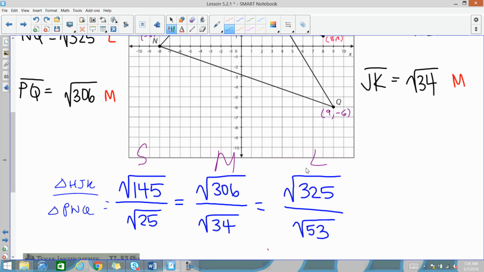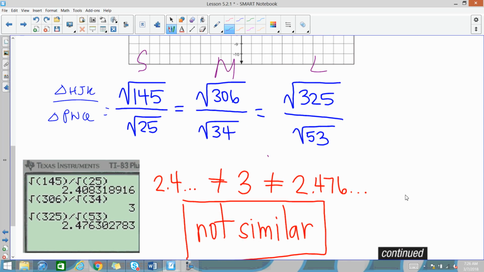And then I divided them. For the small side, I got a ratio of 2.4. For the medium side, I got a ratio of 3. For the large side, I got a ratio of 2.4 something. Now, what we're looking for is a common scale factor. Do we get a common scale factor here? Well, no, because 2.4, 3, and 2.476 and so on are not equal.